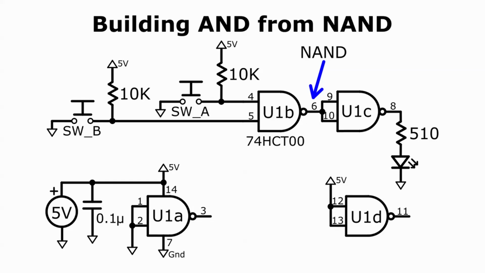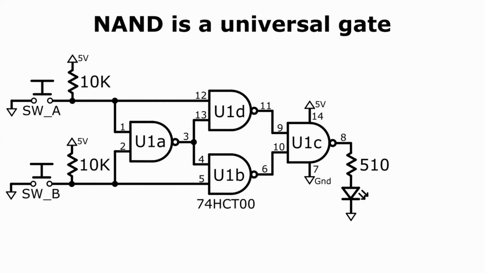The NAND function was defined as not AND, in other words, as the inverse of AND. By simply inverting the NAND signal, we take a step back to AND. Next, I'm going to rewire the circuit on the breadboard so that it looks like this. Note that all four gates will be used.